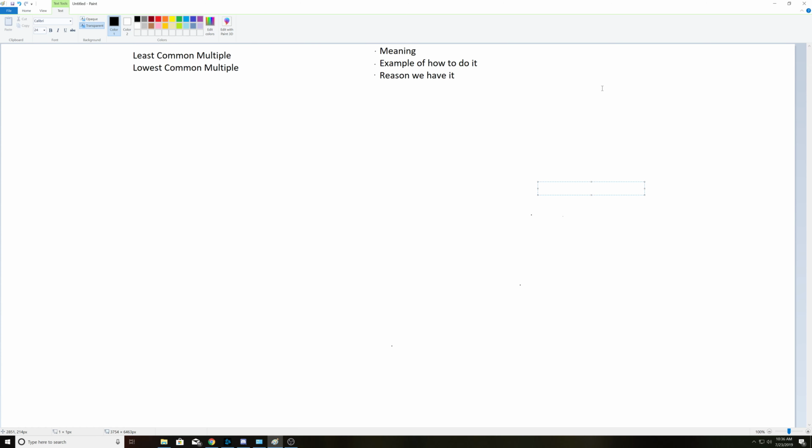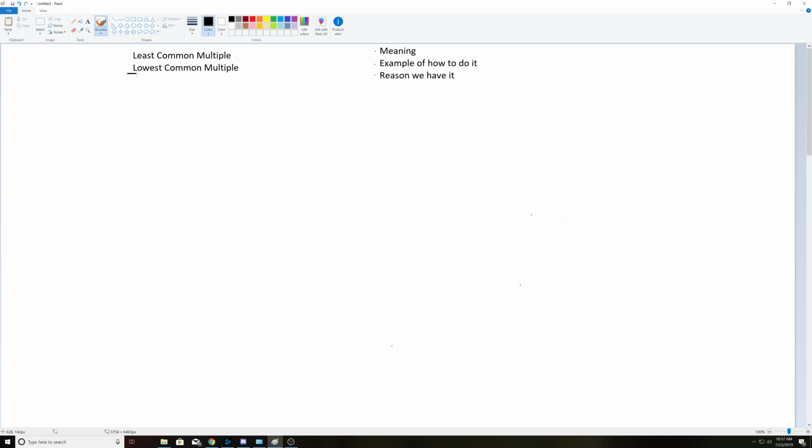Good afternoon, everyone. Today we're going to talk about the least common multiple, which is also sometimes called the lowest common multiple. First, we're going to talk about the meaning of it, break down the words, and then we're going to show an example of how to do it. And then, most importantly, we're going to talk about the reason we do this. All right, because everything we do in math has a reason, so we'll see why we have the least common multiple.